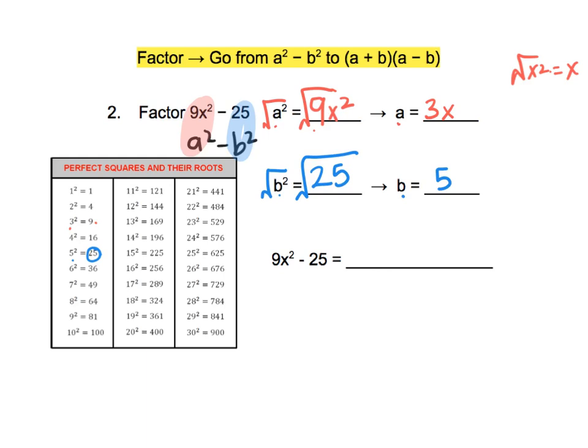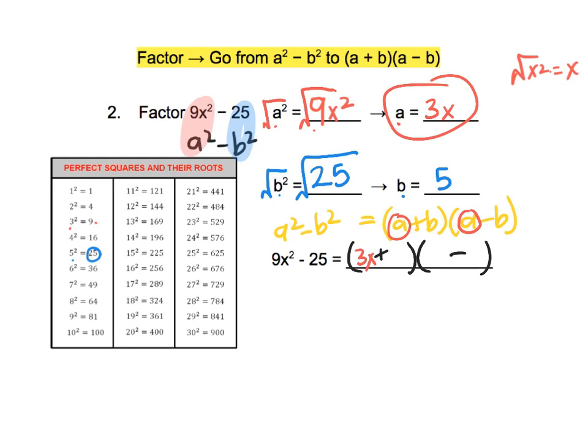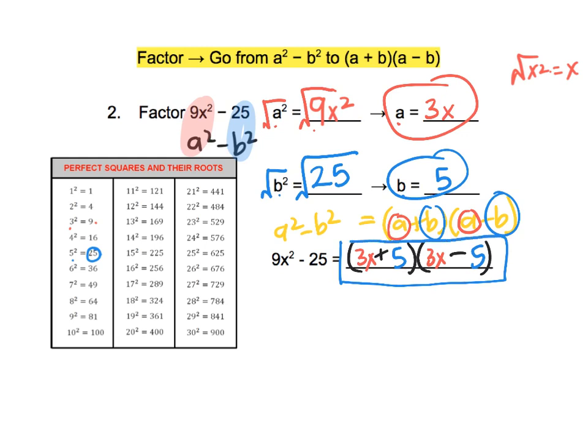All right, so again, we have a squared minus b squared, and that equals a plus b times a minus b, and we're going to plug in what we know. So before I do anything, I'm going to add my parentheses and my signs. Remember, a is the first part of both things, and my a value is 3x, so we're going to have 3x and 3x. B was the second part of both, and it's 5, so we're going to have 5 and 5. So my final answer would be 3x plus 5 times 3x minus 5.